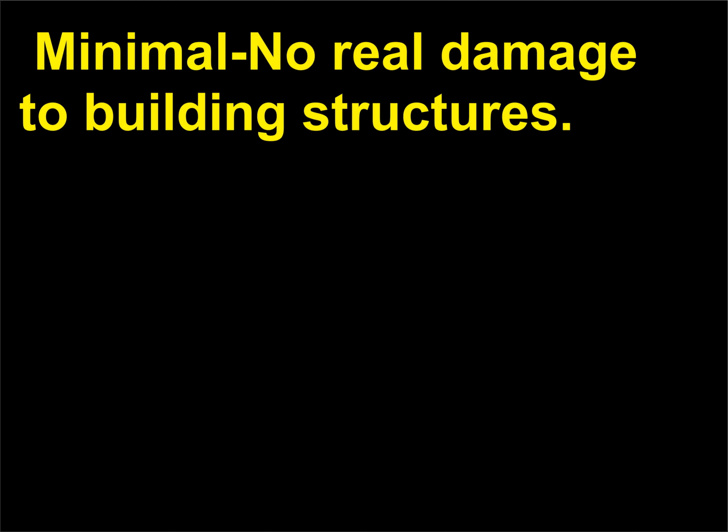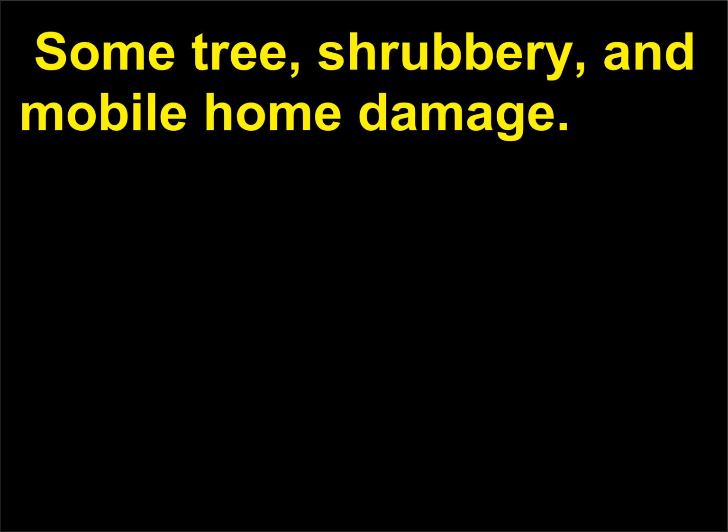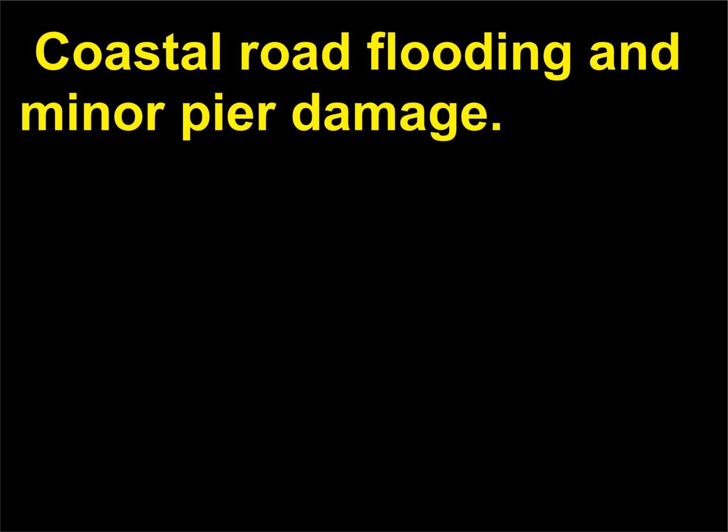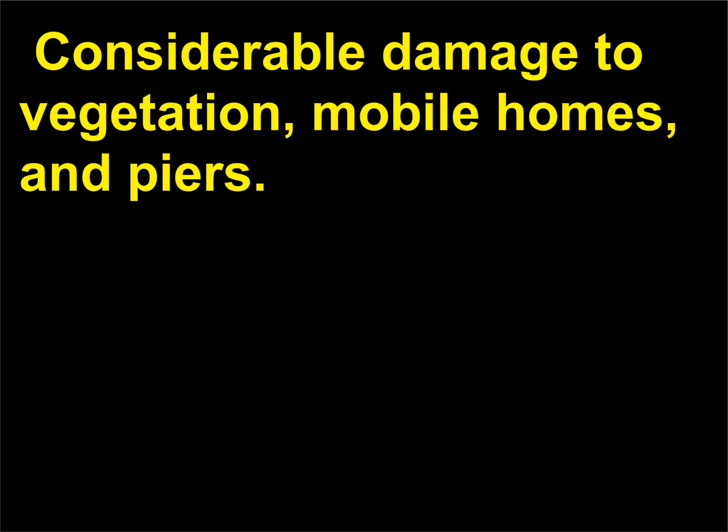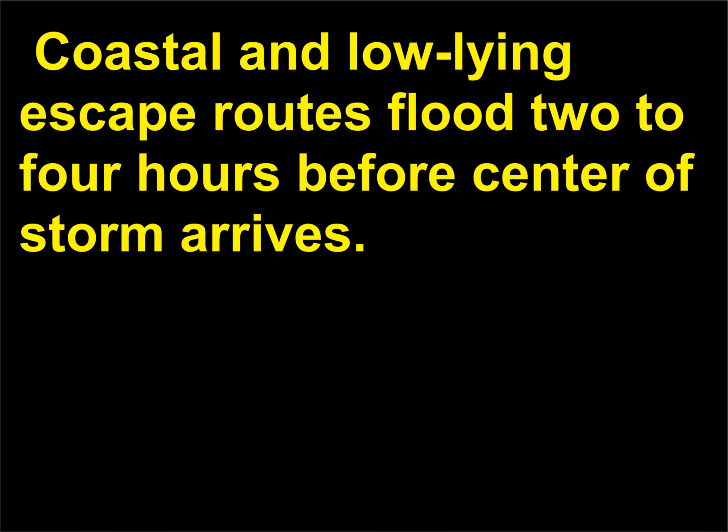Minimal: no real damage to building structures. Some tree, shrubbery, and mobile home damage. Coastal road flooding and minor pier damage. Moderate: some roof, window, and door damage. Considerable damage to vegetation, mobile homes, and piers. Coastal and low-lying escape routes flood 2 to 4 hours before center of storm arrives. Small craft can break moorings in unprotected areas.